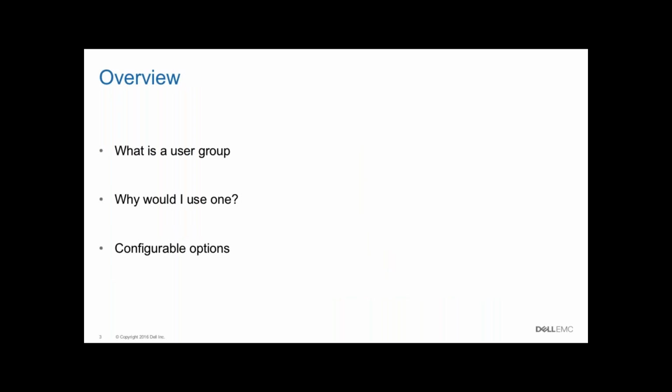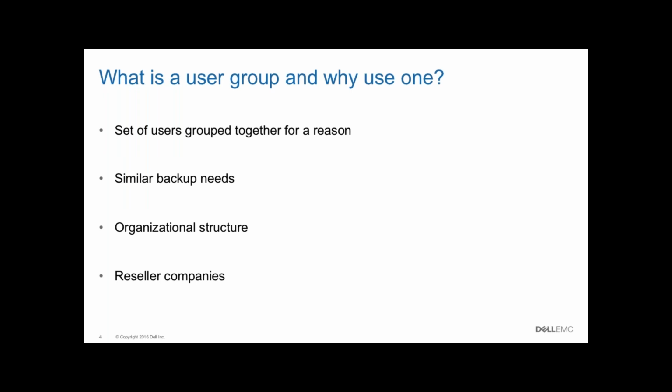So we're going to look at today: what is a user group, why would you use one, and then some of the configuration and the configurable options that you may have within the administration console for user groups. So first things first, what is a user group and why would you use one? A user group is a set of users that are grouped together for a specific reason. Okay, so that is what a user group is. It's putting together a group of people who have a similar reason to be together, and you're putting them all together in a set.